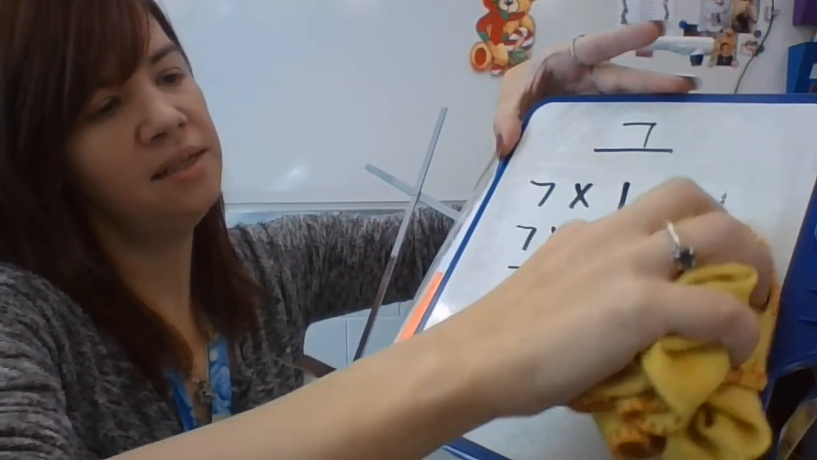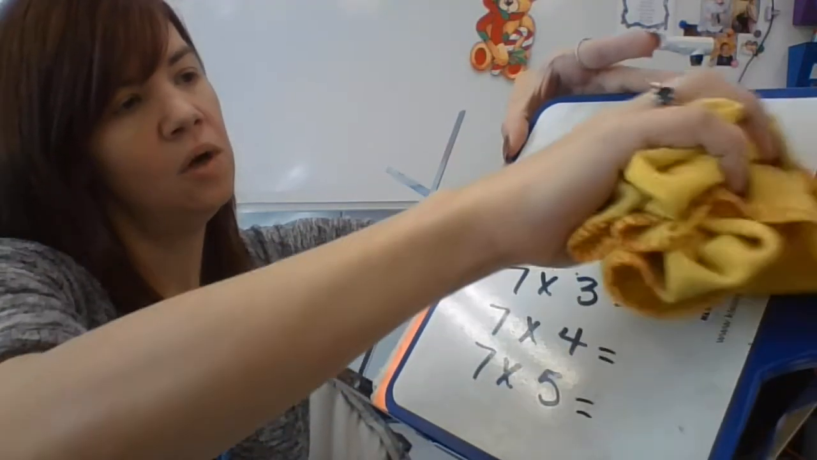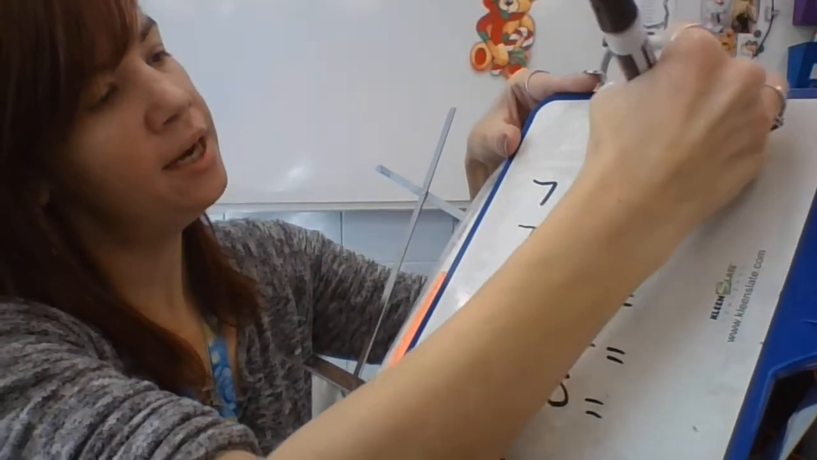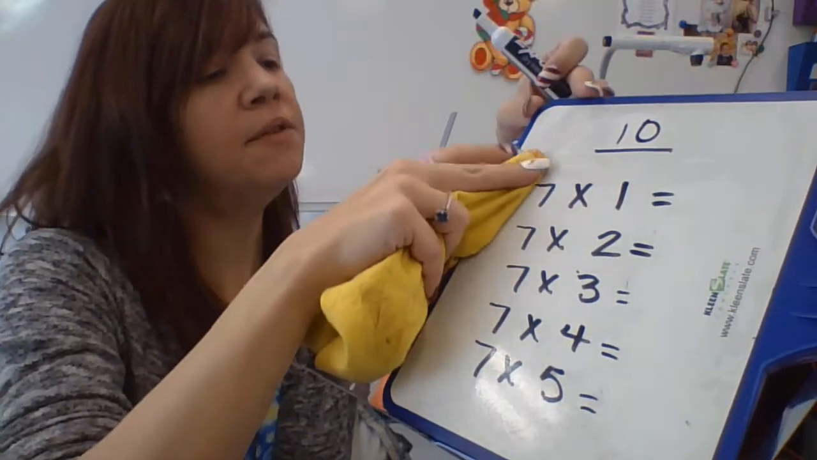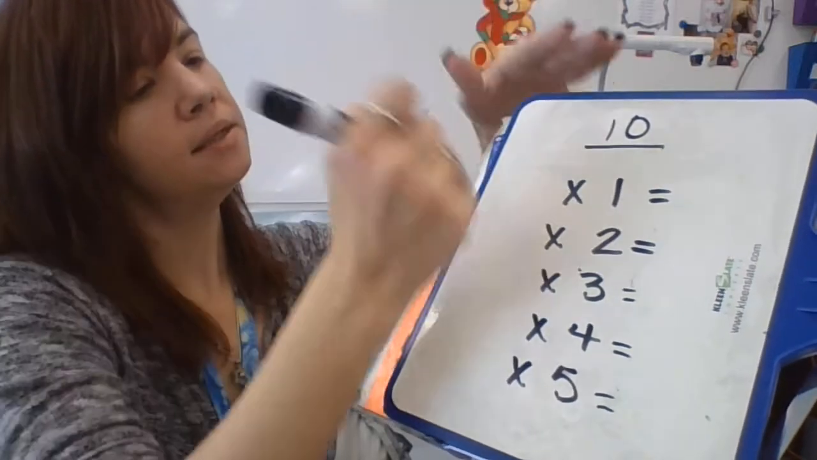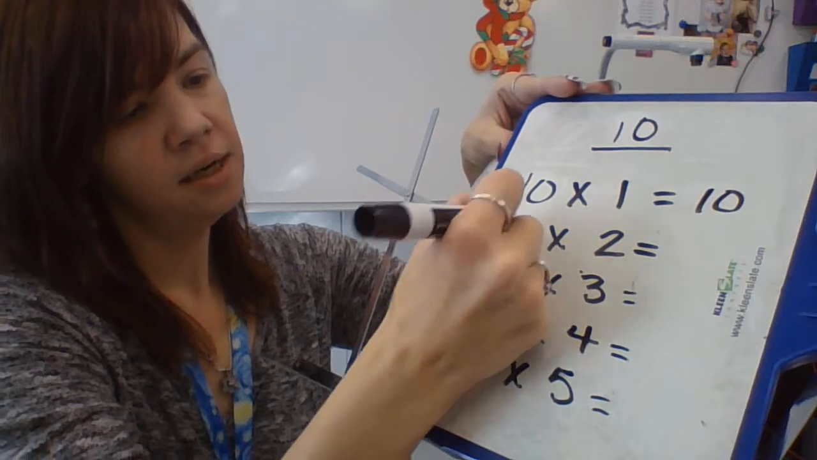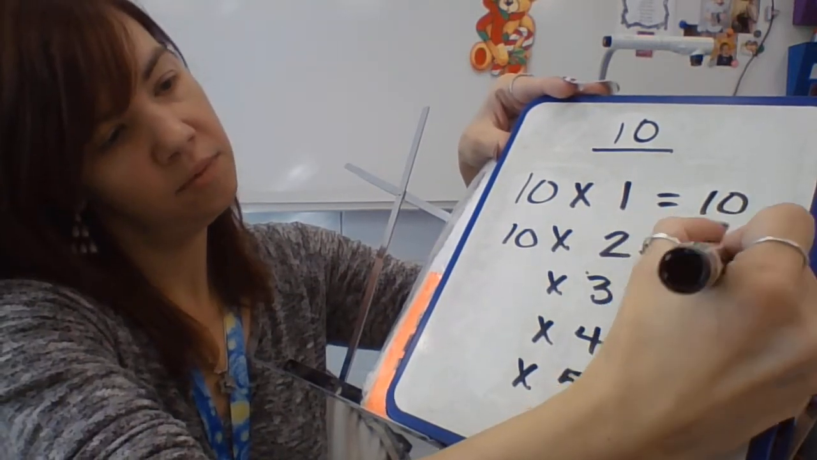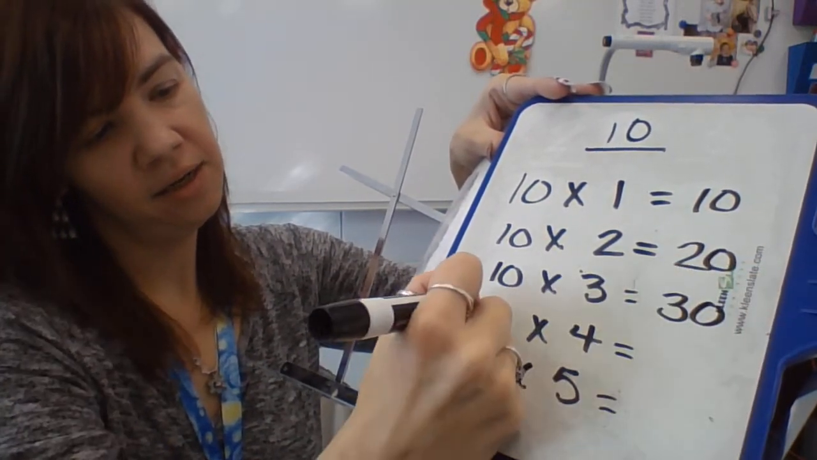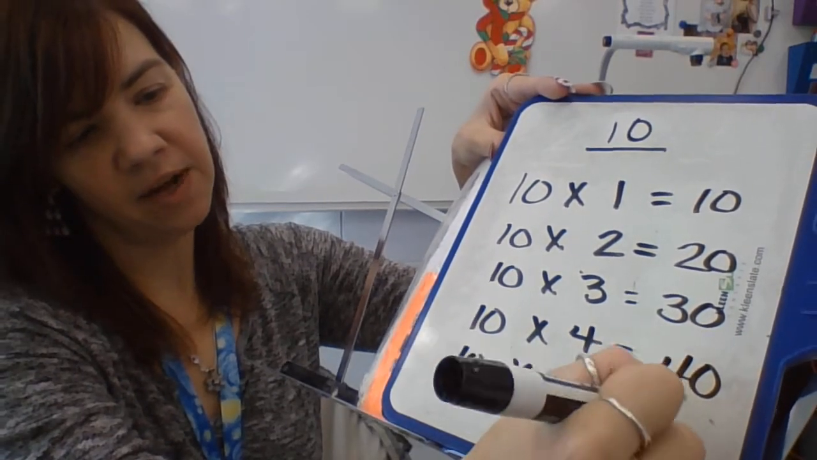All right, so 10s, you can either go ahead and do skip counting for it, guys, or you can do your multiplication facts. Either way gets you there. And it would help if I erase my 7s here. All right, so 10 times 1 is 10. 10 times 2, 20. 10 times 3 is 30. 40. And the last one, 10 times 5 is 50.